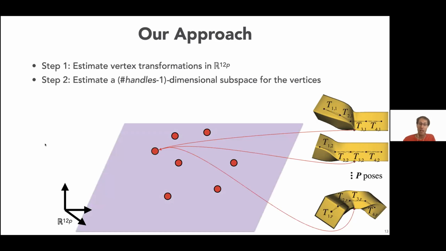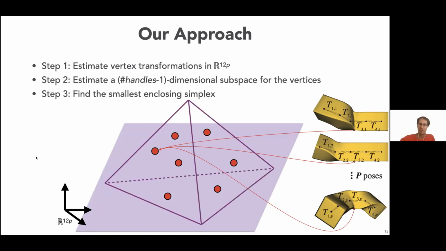Then we're going to estimate a subspace that covers all of those observed transformations, and so that's a subspace. And in that subspace, we just need to find a simplex, a nice simplex, which encloses it. So those are the 3 steps: estimate transformation matrices for the vertices, estimate a subspace that they lie on, and then find a simplex.